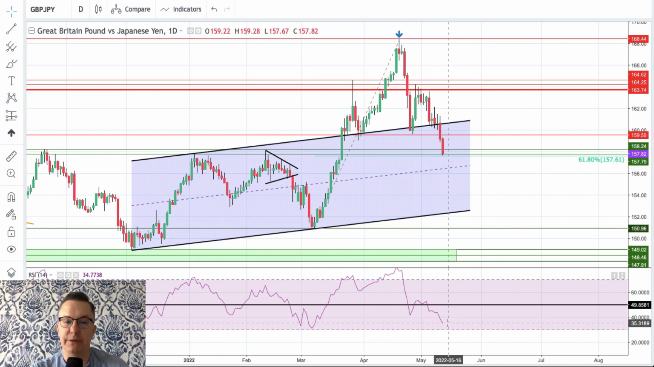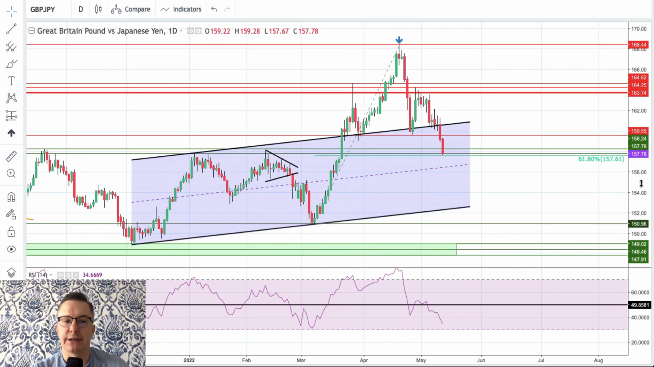The momentum is negative. It's deep into the sub 50 territory. 35 points right now, is getting closer to level of 30, which of course means that this level represents the extremely oversold market conditions. So if 61% of the Fibonacci retracement of the last wave up doesn't hold the bears, the next target for them might be at 155.21.